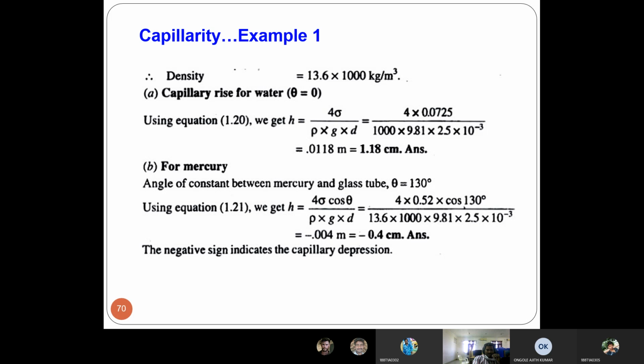Next, for mercury, what is the value? Contact angle theta is equal to 130 degrees, and h is equal to 4 sigma cos theta by rho g d. 4 into sigma 0.52 into cos 130 degrees. Rho, density of mercury, is equal to 13.6 into 1000, g is 9.81, and the diameter of the glass tube. If you solve it, we will get h as minus 0.004 meters. This minus sign indicates capillary depression. In this way, we will find out the rise or fall.